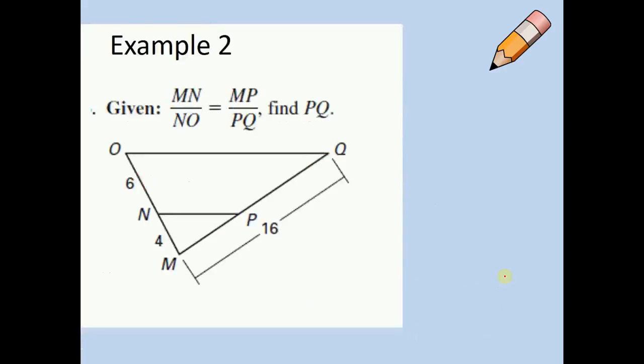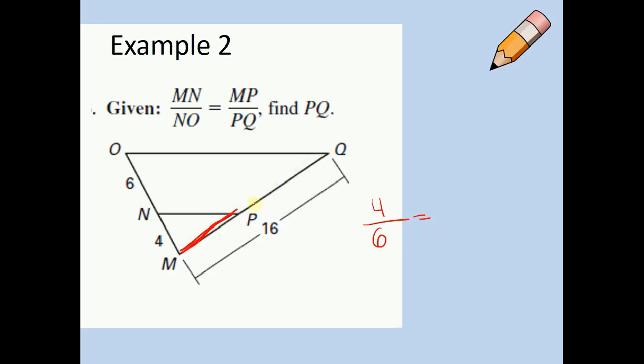Let's try another one. So I'm given MN over NO is in proportion to MP over PQ. So let's start putting in what we know. MN, we know that is 4. NO, we know that's 6. Now, MP, we don't have a measurement for MP.